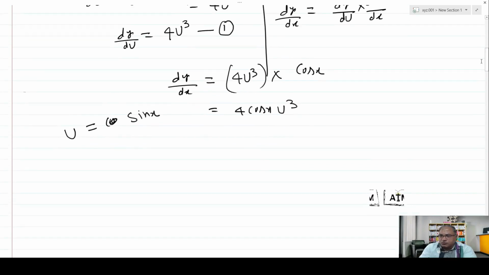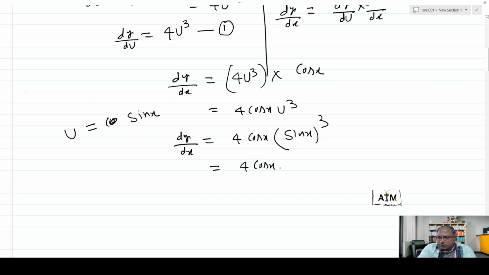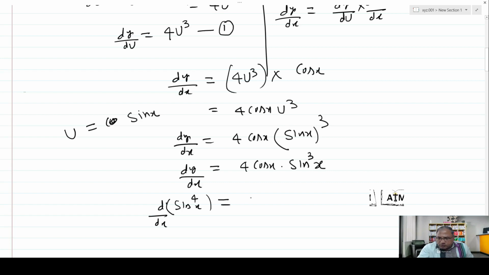So we put back the values. Dy by dx equals 4 cos x and sin x whole raised to 3. That can be written as 4 cos x sin cube x. This is the required result. So how to write it? We can write it like this: differentiation of sin raised to 4x with respect to x equals 4 cos x sin cube x. Let us move to the next example.